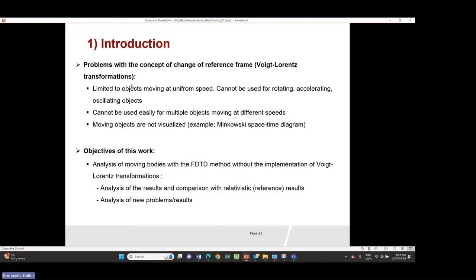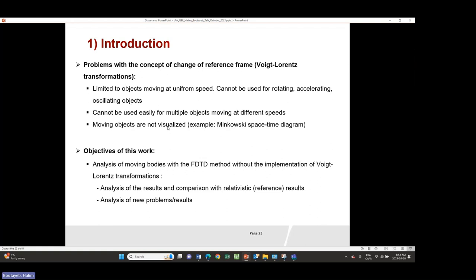So this concept actually has different problems. First, it is limited to objects moving at uniform speed. We cannot use this concept for rotating, accelerating, or oscillating objects. It cannot be used for multiple objects moving at different speeds. And also, the moving objects are not visualized. If you look, for example, at the Minkowski space-time diagram, everyone knows this kind of diagram. It's supposed to represent something moving, but you don't see anything moving there.